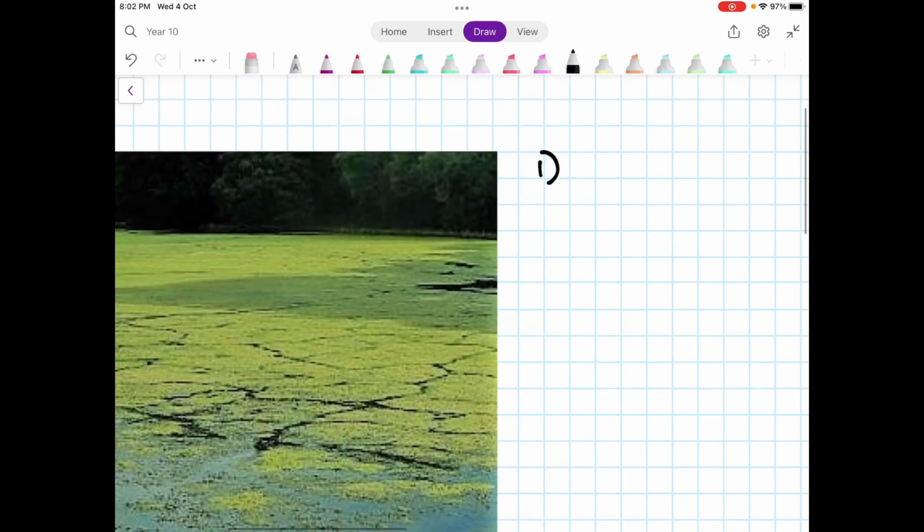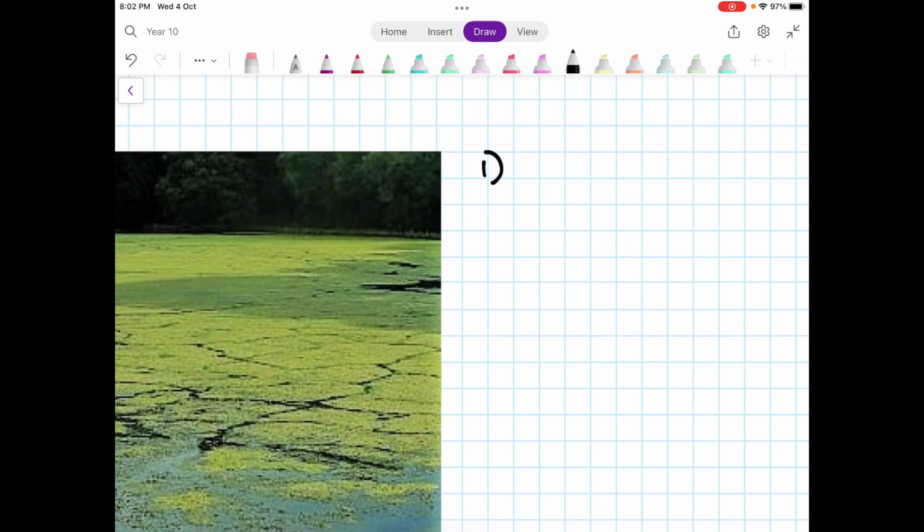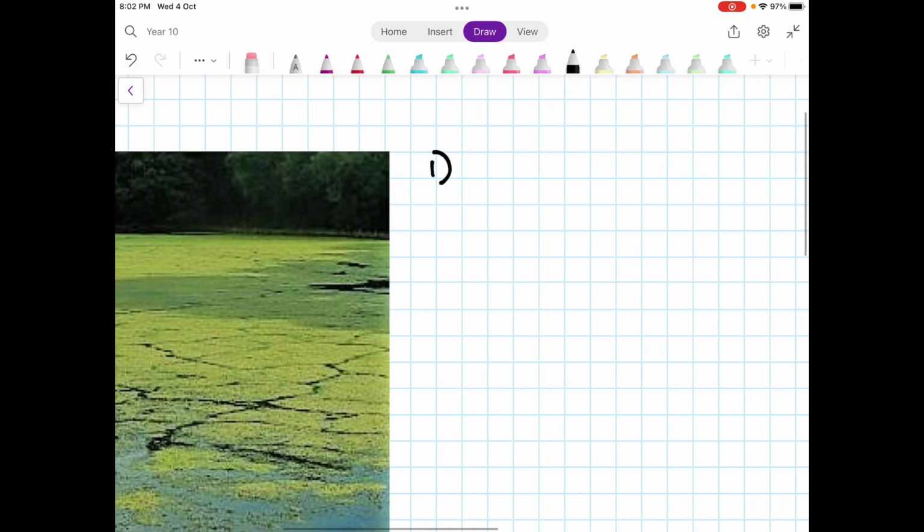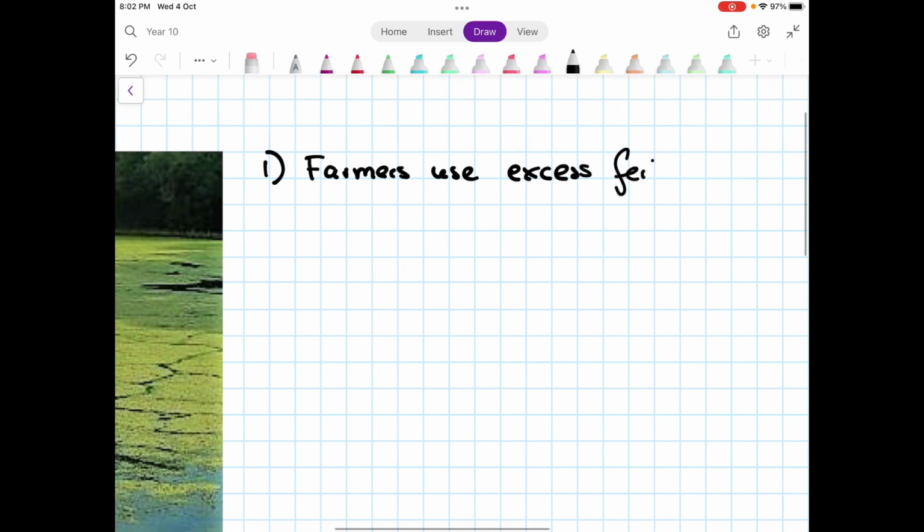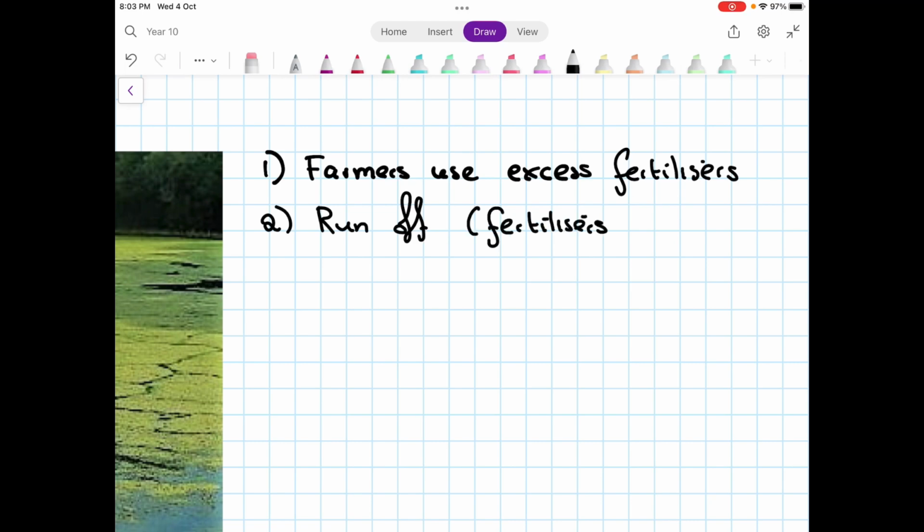Your first step in eutrophication is that a farmer might use excessive amounts of fertilizers. Farmers use excess fertilizers. Then, what happens is that when it rains, these fertilizers get washed away into a body of water, such as a lake, a pond, etc. And this process is known as runoff. So it involves fertilizers entering the water.